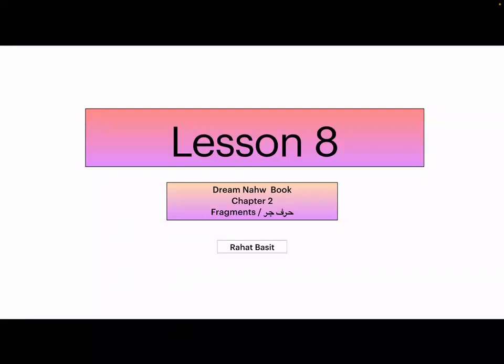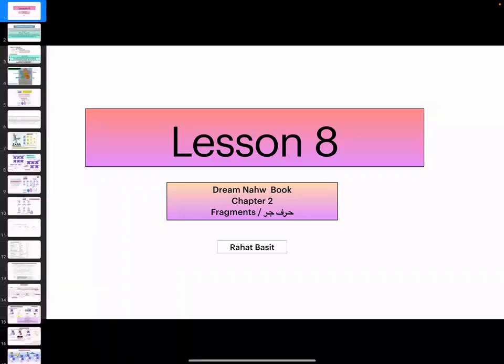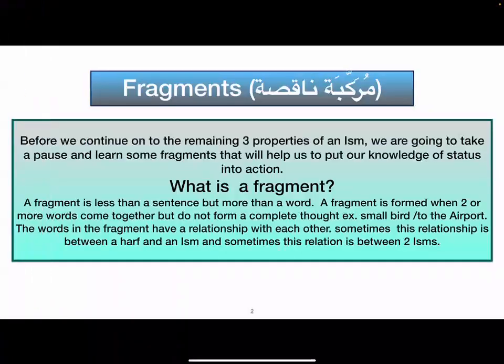Lesson number 8, by the bounty of Allah subhanahu wa ta'ala, we are going to start, and this lesson is going to be about a fragment called the al-Jarr fragment. So what's going on? We started with the ism. Remember that we said that in Arabic there are three kinds of words: ism, fi'l, and harf. And then we were talking about ism only. We didn't touch harf or fi'l yet.